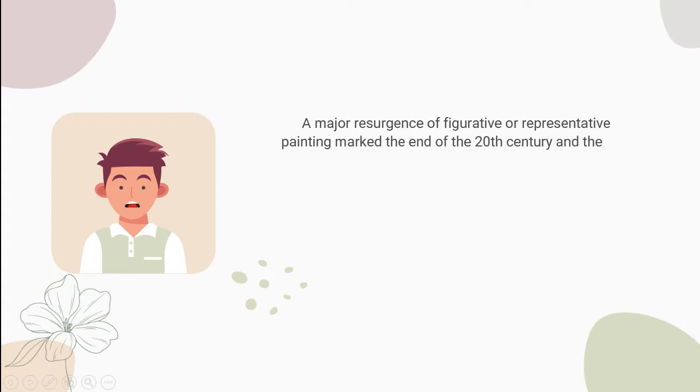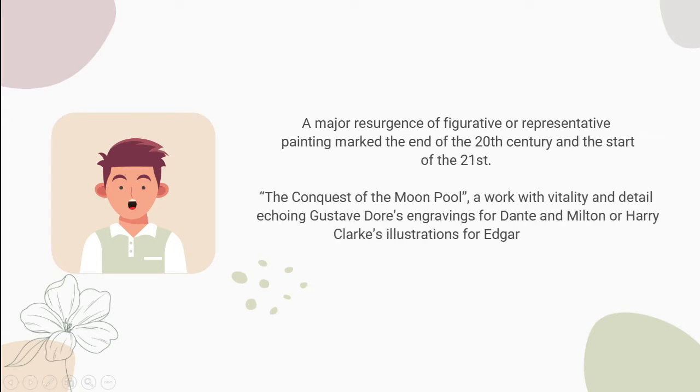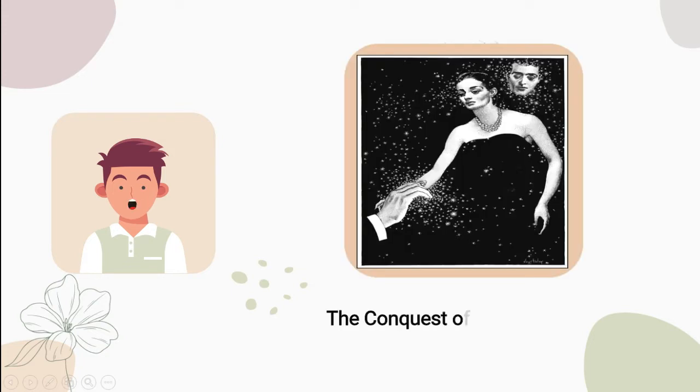A major resurgence of figurative or representative painting marked the end of the 20th century and the start of the 21st. While it became rarer to find illustrations accompanying new works of literary fiction in the mid-20th century, book illustration continued to evolve in less traditional forms. This evolution can be seen in Virgil Finlay's beautifully crafted ink illustrations in sci-fi magazines for stories with titles like The Conquest of the Moon Pool, a work with vitality and detail, echoing Gustave Doré's engravings for Dante and Milton, or Harry Clarke's illustrations for Poe.